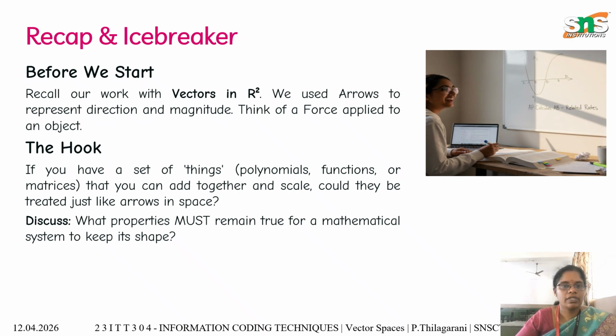Recap. Before we start, recall our work with vectors in R power 2. We used arrows to represent direction and magnitude. Think of a force applied to an object. The hook: if you have a set of things, that is polynomials, functions, or matrices, that you can add together and scale, could they be treated just like arrows in space? Discuss what properties must remain true for a mathematical system to keep its shape.